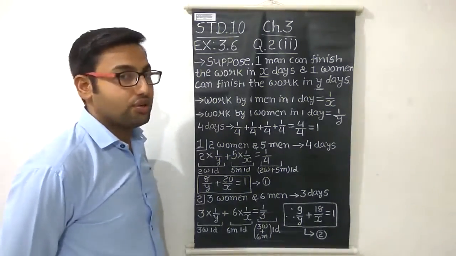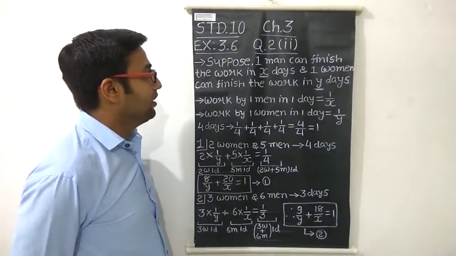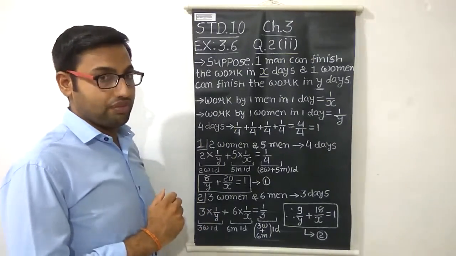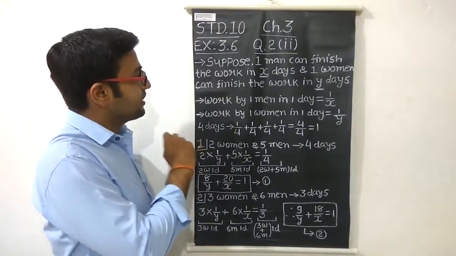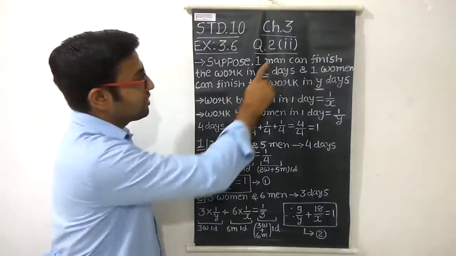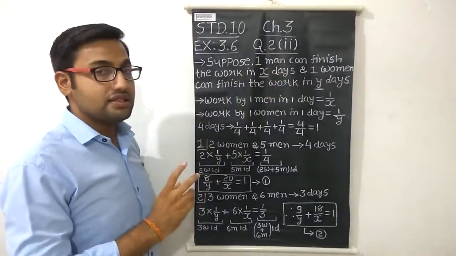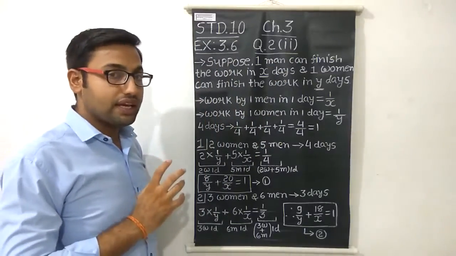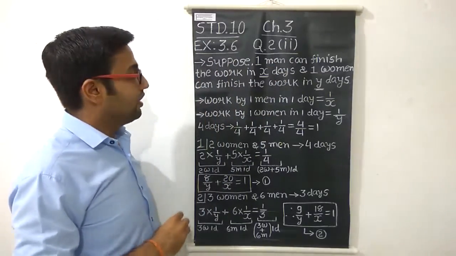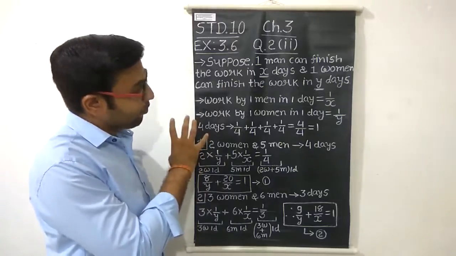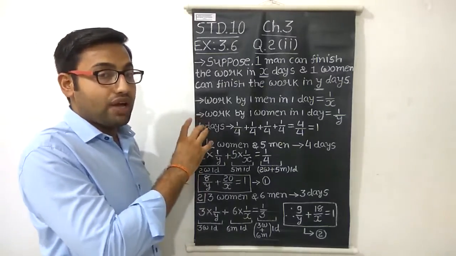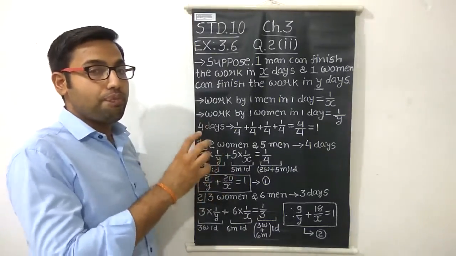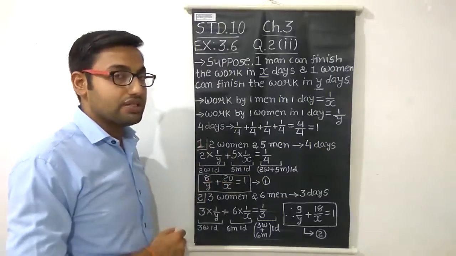Hello students, today we will study one of the word problems from exercise 3.6, question number 2, sub question number 2. This is a topic of standard 10, chapter 3, pair of linear equations in two variables. So this word problem is under the category of equations reducible to a pair of linear equations in two variables.